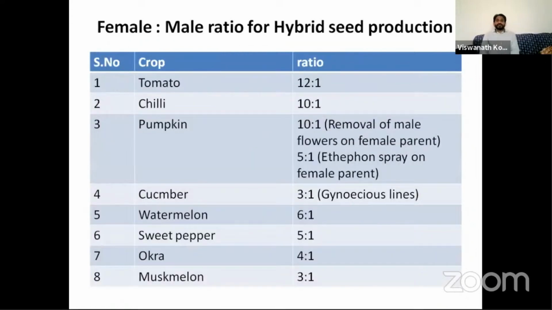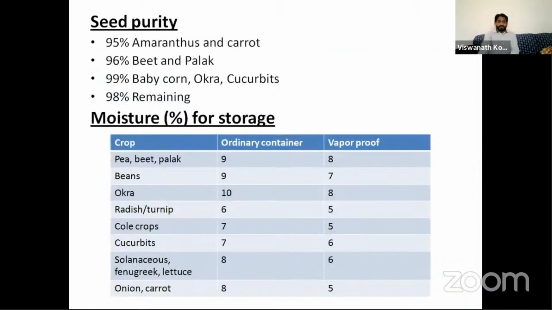For hybrid seed production, we have to plant the male and female plants in a certain ratio. These are the ratios for male and female plants in hybrid seed production in different crops. You can go through it.